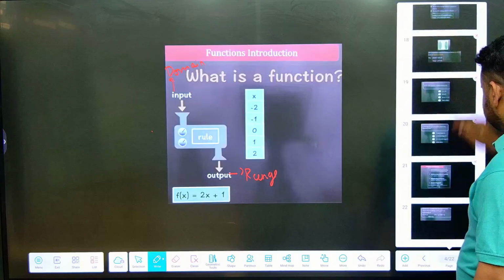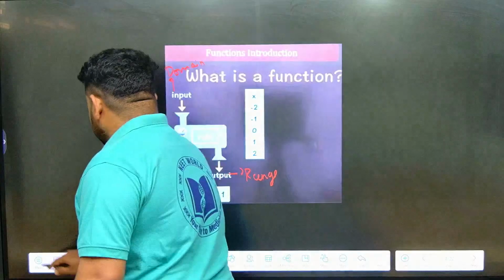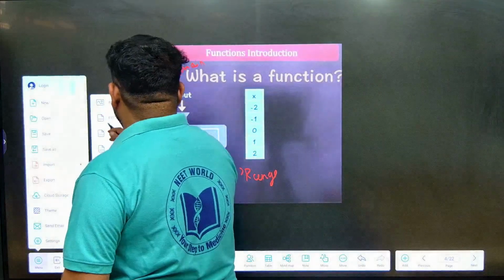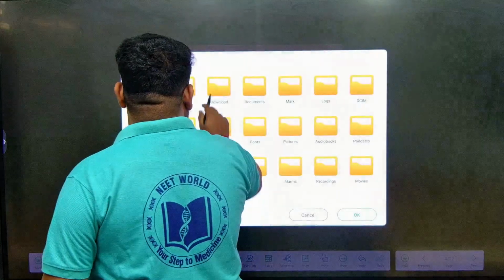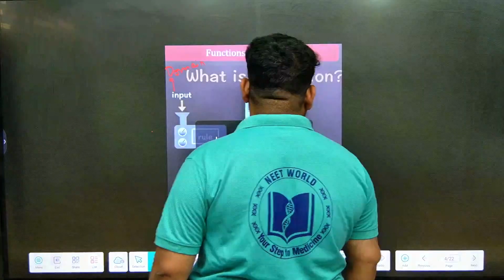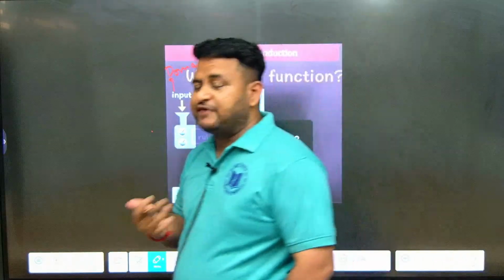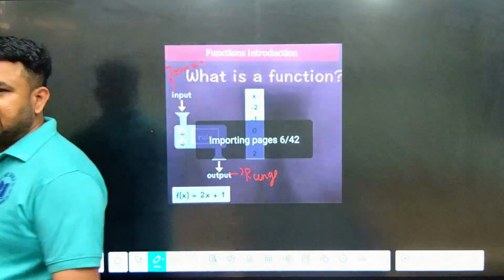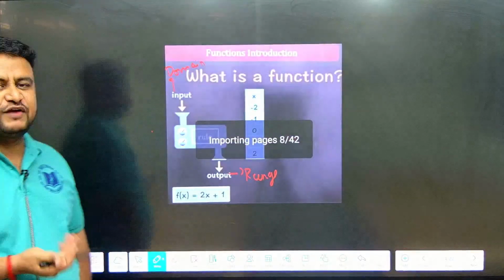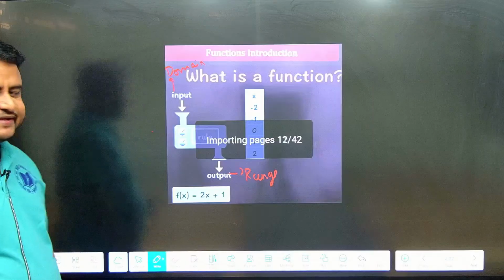Now in today's class we will learn how to find the domain of various functions. Domain means the input. We will learn how to give the input for different functions, for various types of functions.